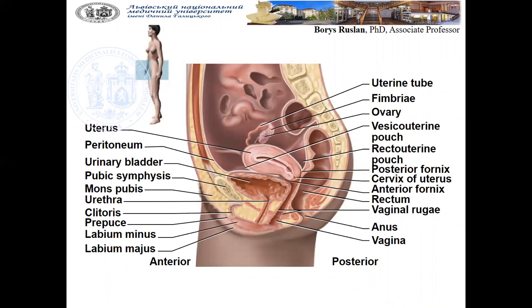Okay, sagittal section of the female pelvic region. You can see pretty well the uterine tubes, right? Ovary, this one, uterus, the cervix of the uterus, the cavity inside the uterus, right? The urinary bladder, urethra, vagina, rectum, anus, right? Labium minus. And this one is the pubis, mons pubis.